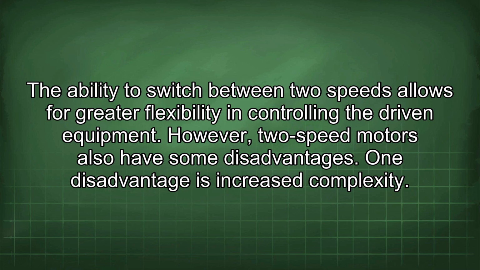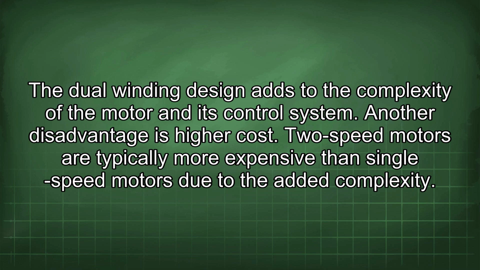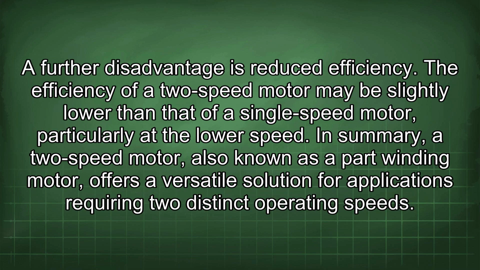However, two-speed motors also have some disadvantages. One disadvantage is increased complexity. The dual-winding design adds to the complexity of the motor and its control system. Another disadvantage is higher cost. Two-speed motors are typically more expensive than single-speed motors due to the added complexity. A further disadvantage is reduced efficiency. The efficiency of a two-speed motor may be slightly lower than that of a single-speed motor, particularly at the lower speed.